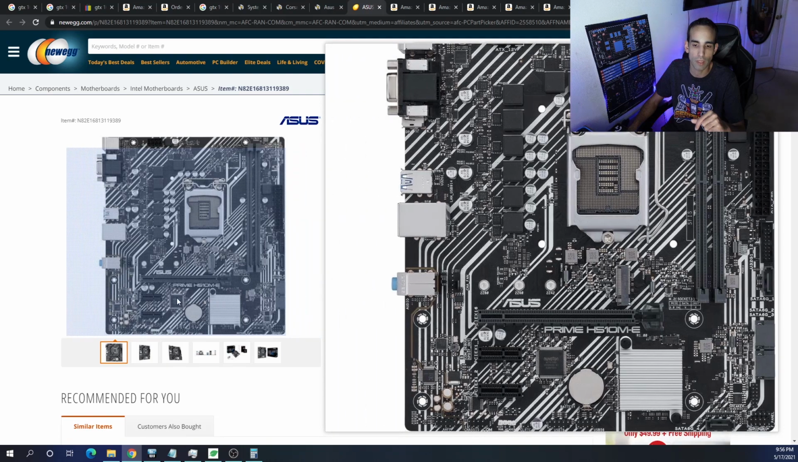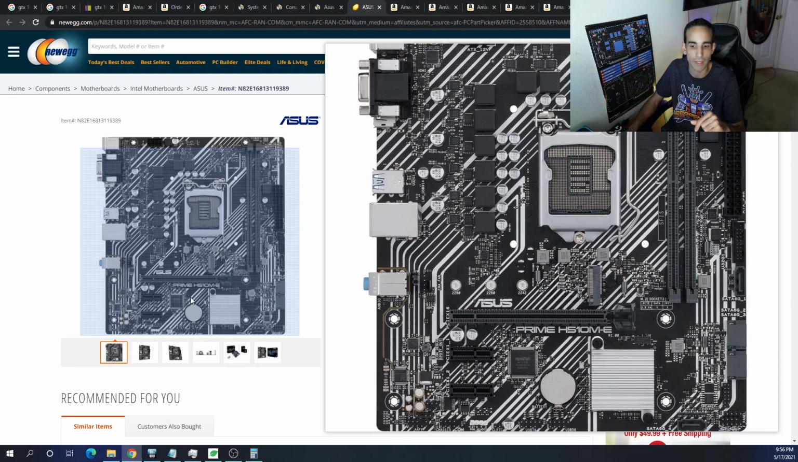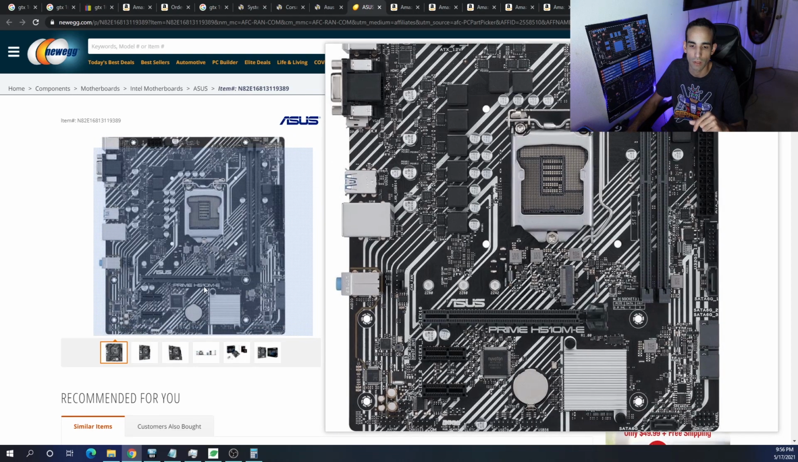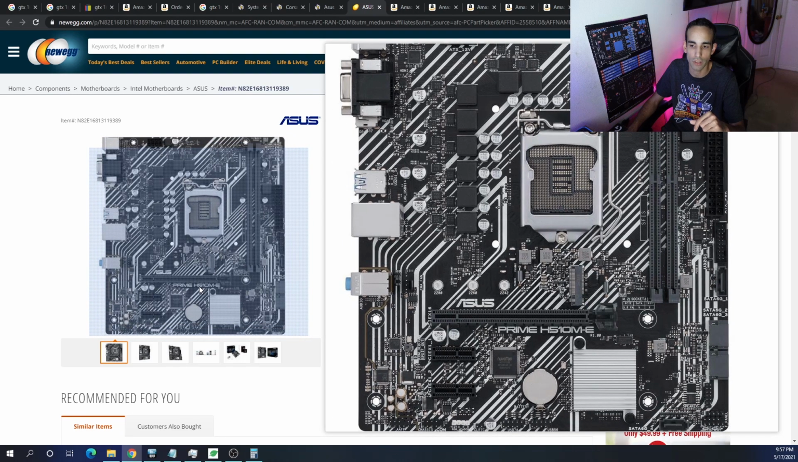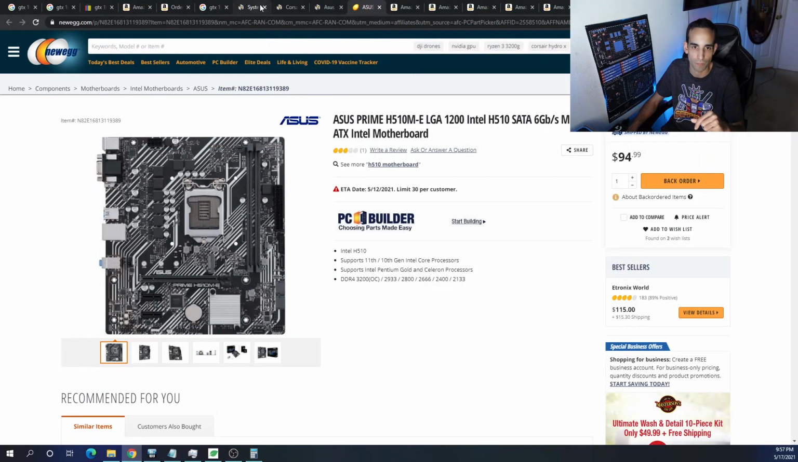Something I didn't put in this list as far as parts is a four pin splitter, not a CPU fan splitter. We have one CPU header and then we have one chassis header. You're going to need to split that to support the fans that we're going to utilize on the rig. So just bear that in mind because that is not priced in.